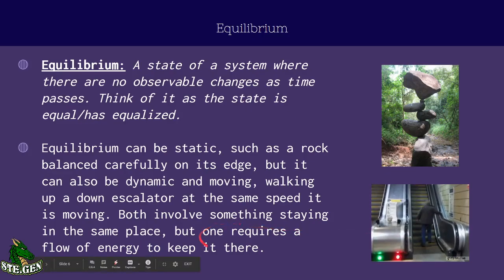So this would be dynamic equilibrium, and this would be static equilibrium. They're both the same thing. They're both something staying in place. This one just requires effort and movement, with the flow of him stepping up and the stairs moving down, and that cycle is happening at an even rate, and so that's dynamic equilibrium.